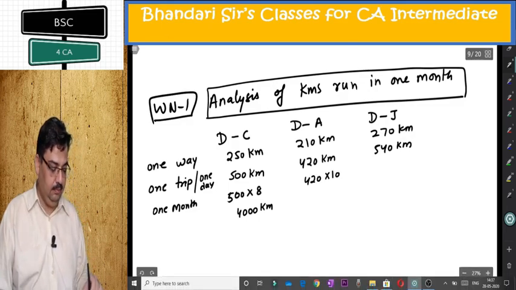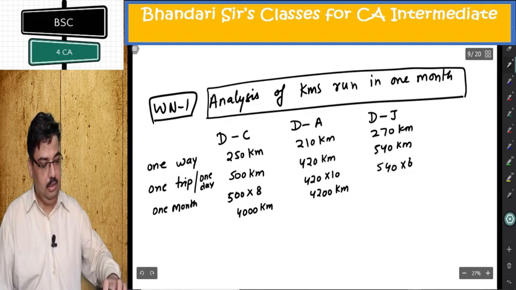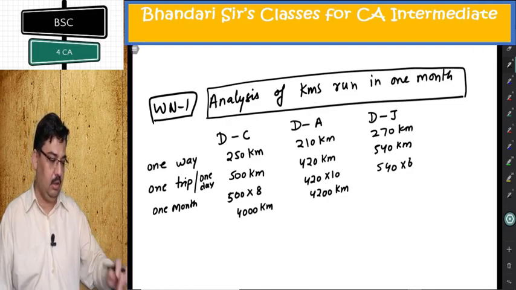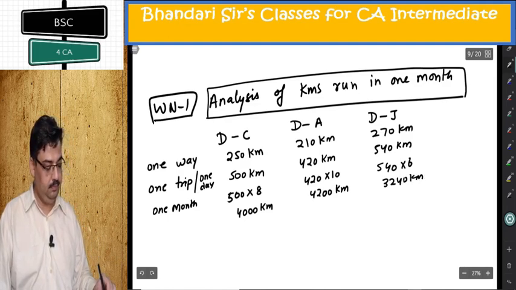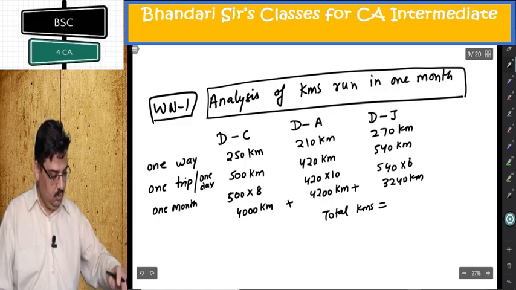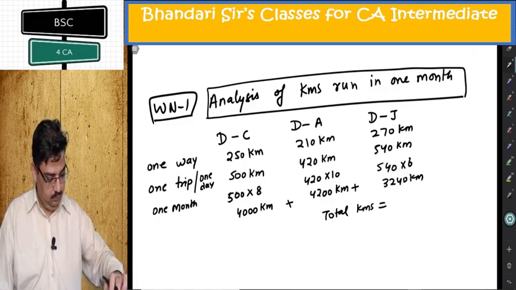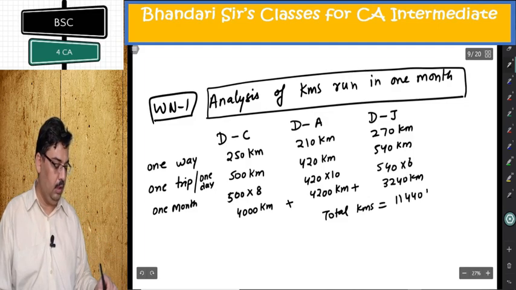420 into 10, 4200 kilometer. 540 into 6. Rest of these in a month the bus is not travelling at all. This is 3240 kilometer. If I add them, I get total kilometers. I am getting 11,440 kilometers.